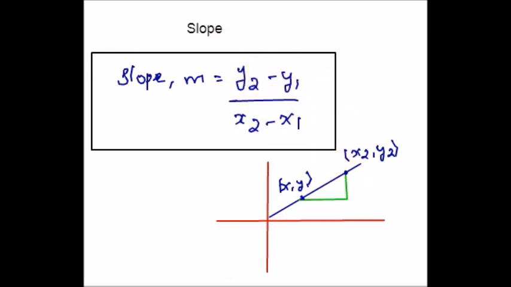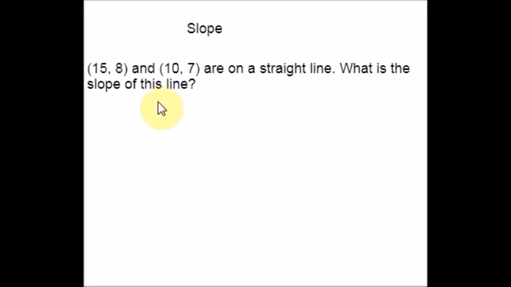Okay. Let me take one example and explain how to apply this formula step by step. Here is an example. Let's say that the points 15, 8 and 10, 7 are on a straight line. What is the slope of this line? Okay. Step 1. Let's identify the 2 points on the line. In this example, we are given the 2 points directly, not the graph. In case you get the graph, you can just pick 2 points on the line. Here, the points are directly given.